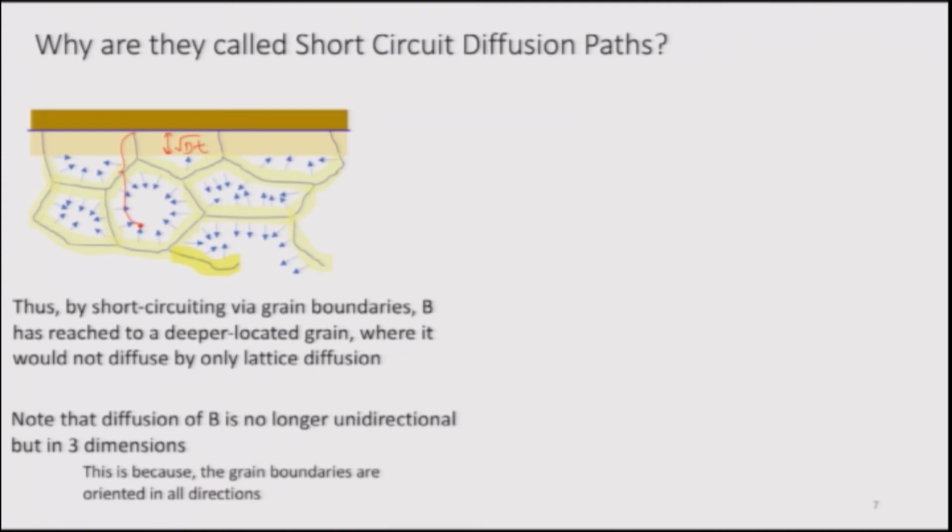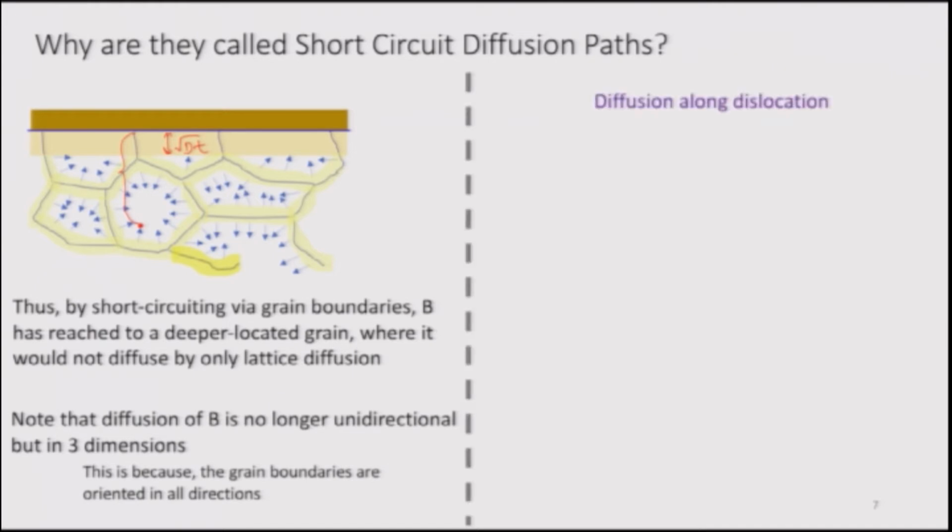You will also note that the diffusion of B here is no longer unidirectional. Although we started with a geometry which looked like there would be a unidirectional diffusion from top to bottom, because of the presence of grain boundaries and the subsequent leakage from the grain boundary into the lattice, the diffusion is no more one dimensional, it is a 3-dimensional diffusion. So, when we consider grain boundaries also, the problem would become 3-dimensional diffusion.